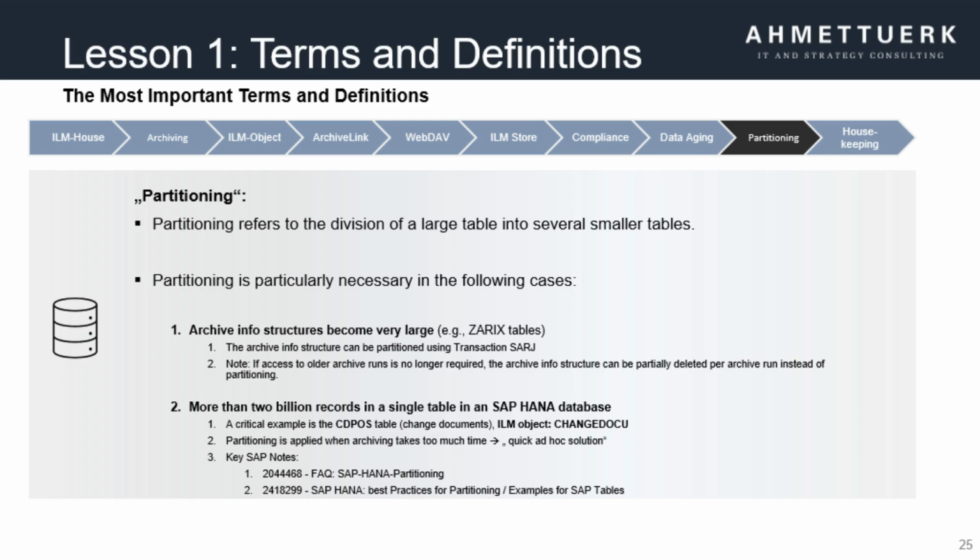If older archive runs are no longer needed, the structure can also be partially reduced per archive run, instead of partitioning. Second, when a table in an SAP HANA database contains more than 2 billion records. An example is the CDPOS change document table. In such cases, partitioning can help speed up archiving processes, serving as a quick ad hoc solution.